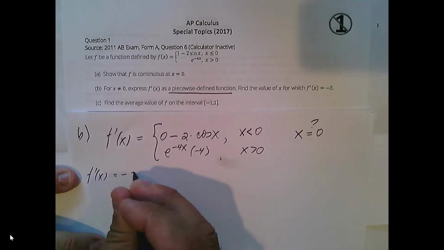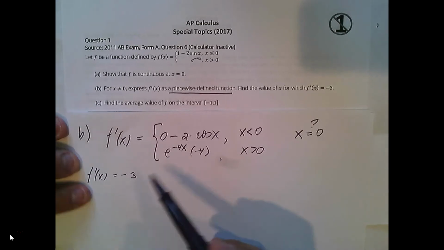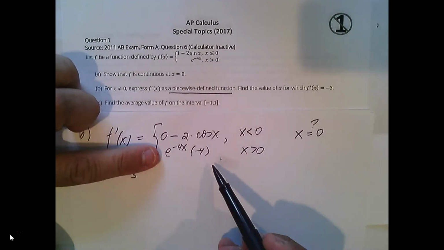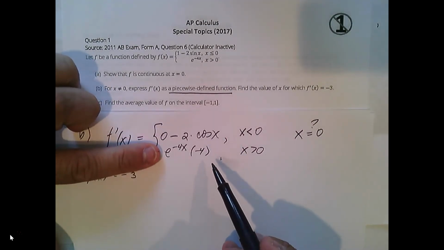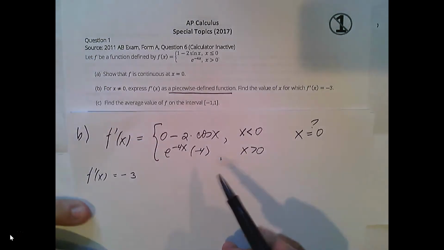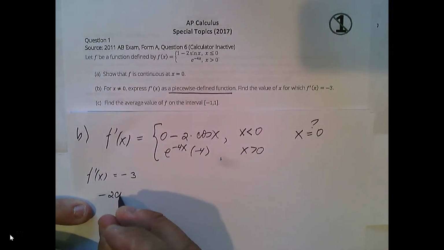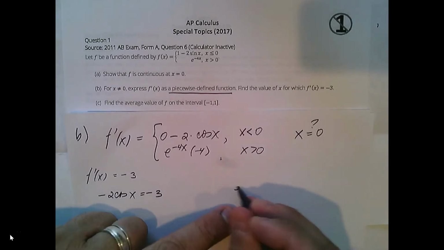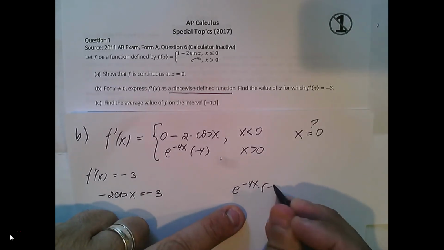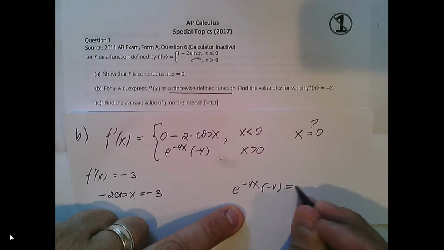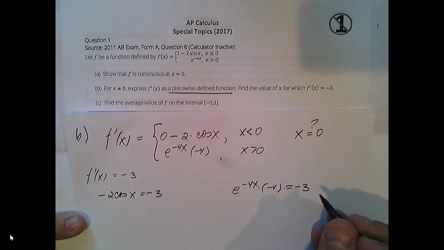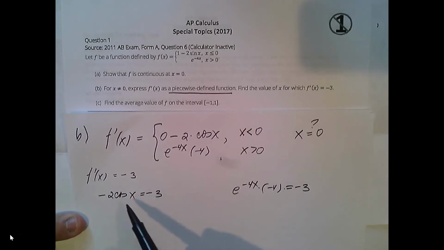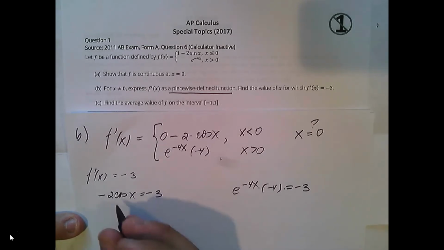Okay. Find the value of x for which f prime of x equals negative 3. Well, if f prime of x equals negative 3, I don't know which piece of the derivative I'm supposed to be using. So I have to consider both. So I'm going to set up the equation, negative 2 cosine of x equals negative 3. I'm also going to set up the equation, e to the negative 4x times negative 4 equals negative 3. And I'm going to solve both of these for values of x that make the equation true.